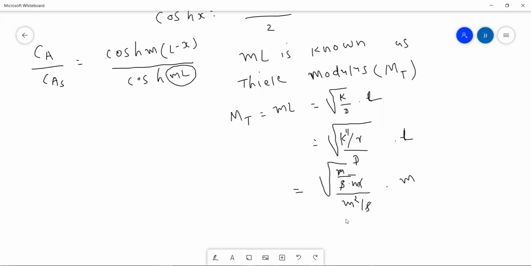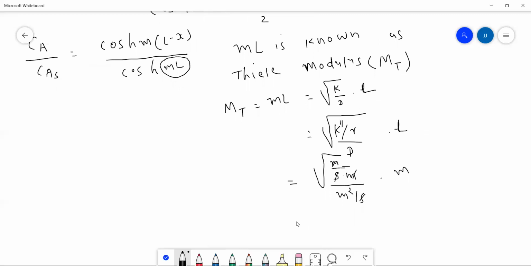This is 1 upon, this is equal to 1 under root 1 divided by meter square, right? So this is into meter. So this is equal to 1 upon meter into meter. This is 1 upon meter. If you remove this under root, this is cancelled. So this Thiele modulus is unitless, right?